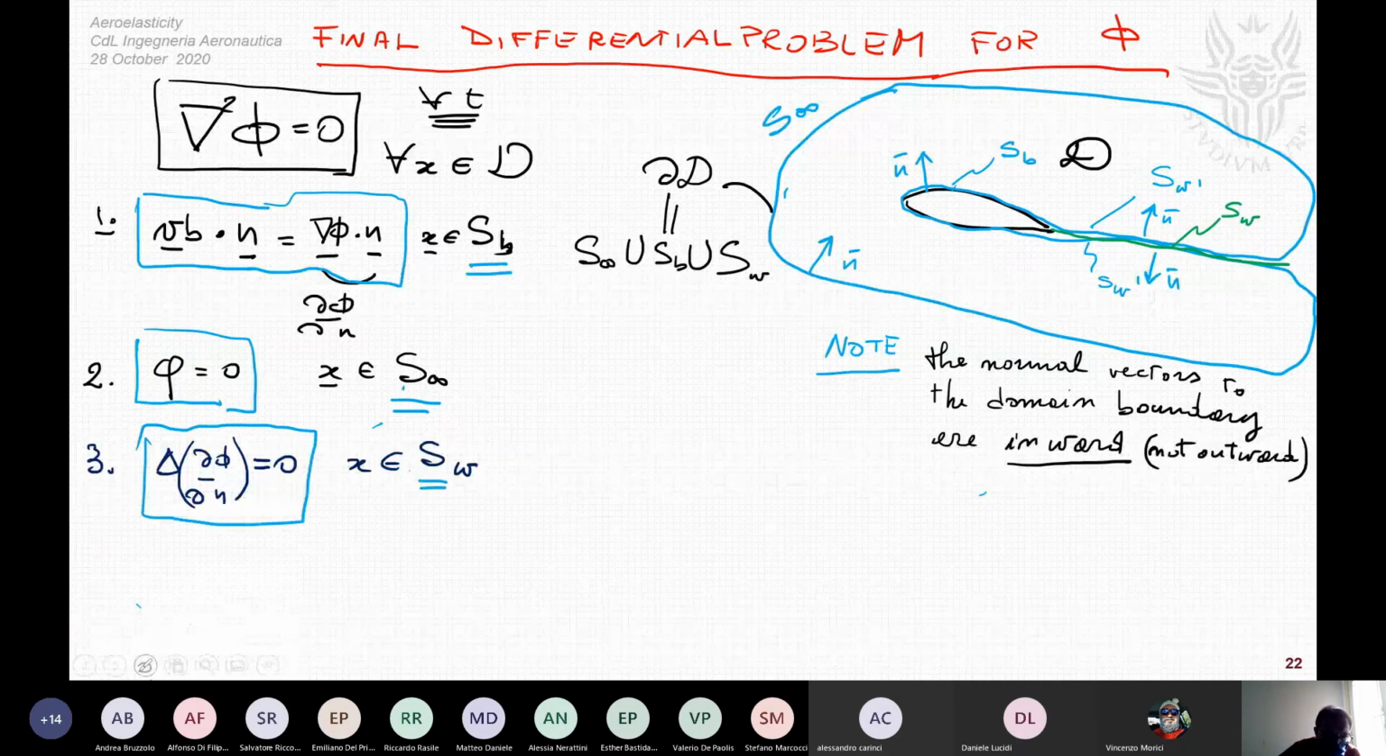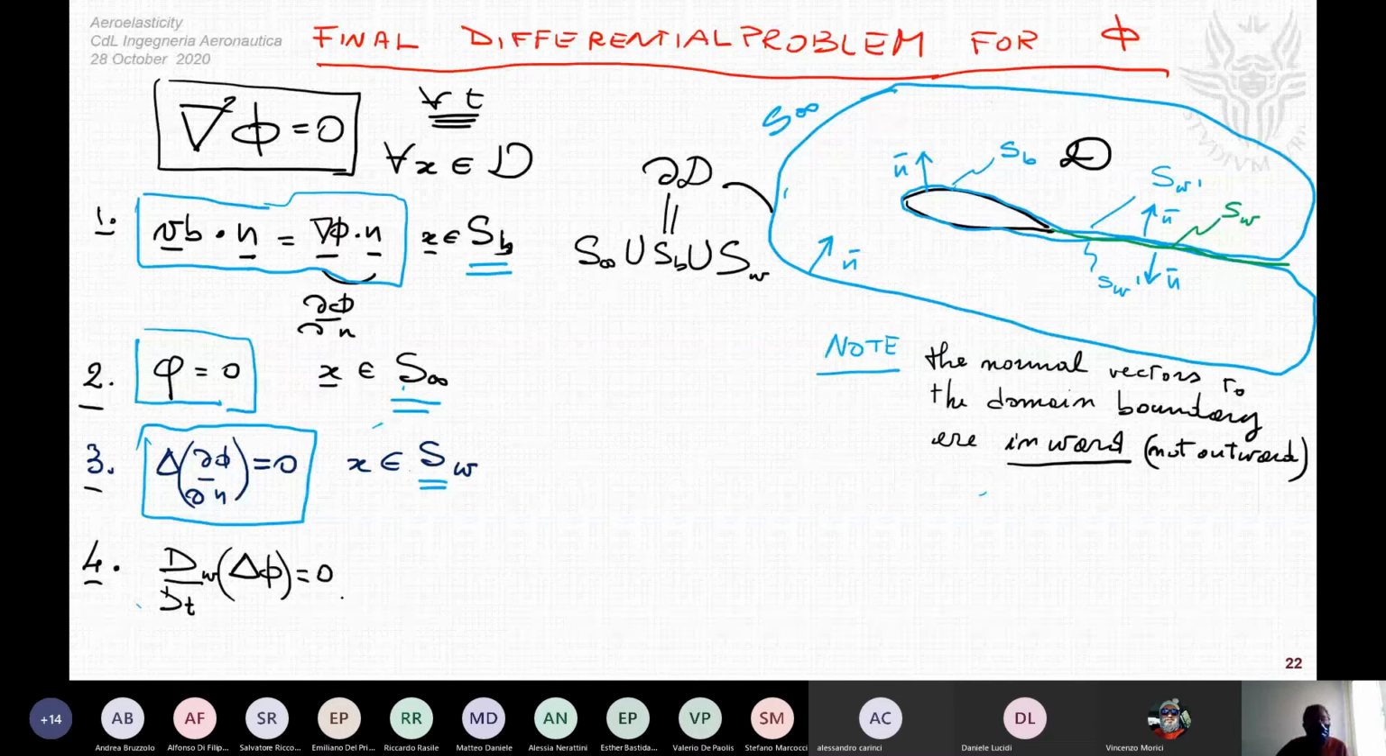And the fourth boundary condition, the most complicated, is that if you take a time derivative following a wake point, a point moving on the wake with the velocity V wake, and you evaluate the jump of phi, this jump of phi is not varying if you move with such a velocity. And this is valid for any point x belonging to the S wake.